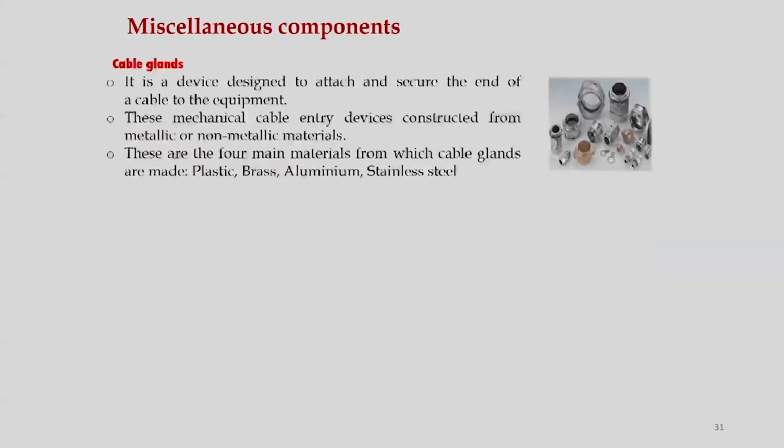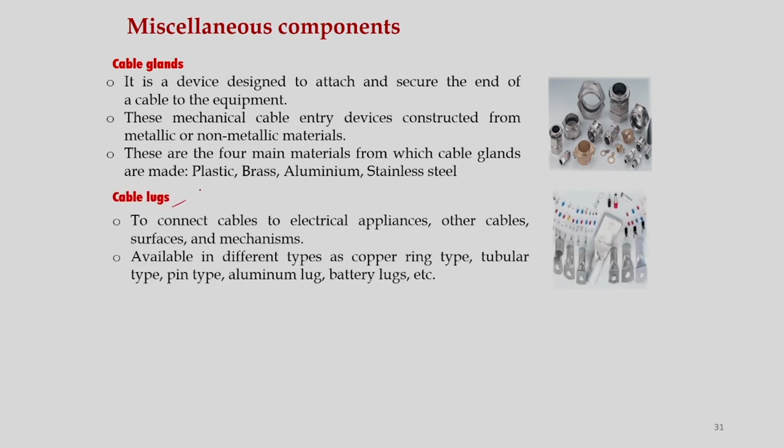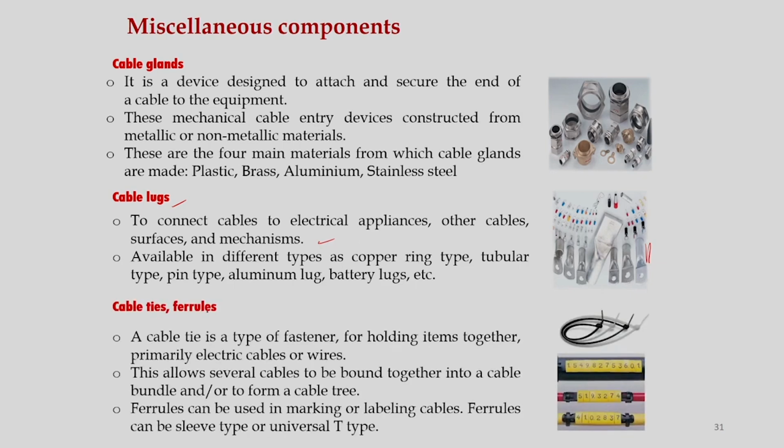And also there are components like cable glands, which are required. These are small components for fitting all those connectors tightly, and then we need cable lugs. Okay? So, these look something like this. Okay? This is normally used to connect the cables to electrical appliances, other cables, surfaces and mechanisms. Okay? And we will have cable ties and ferrules. So, these components are required to connect those cables.